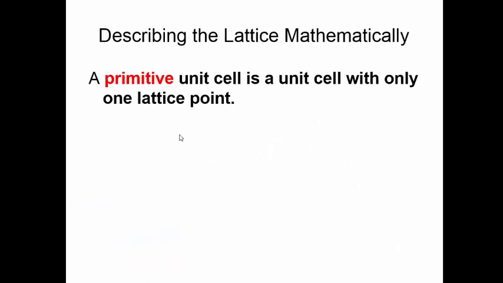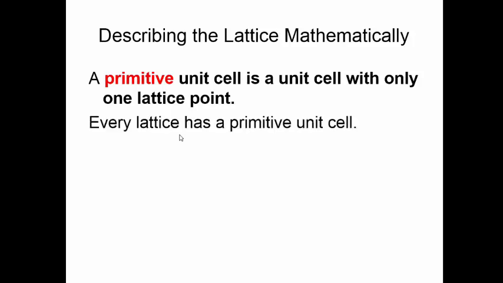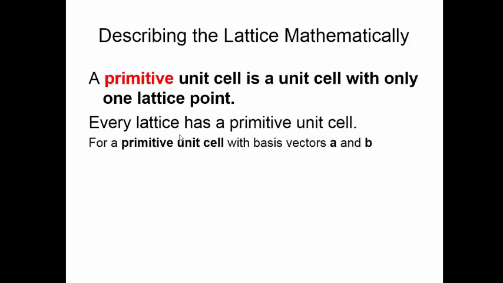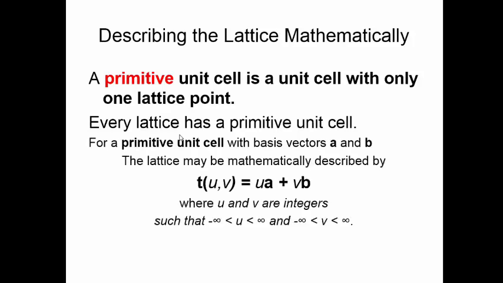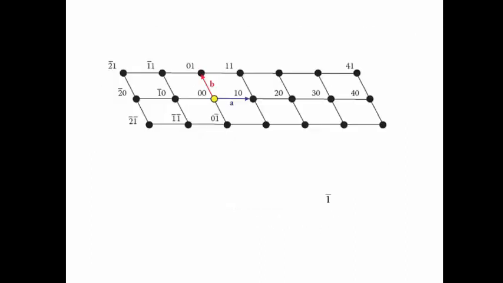Let's describe the lattice mathematically. A primitive unit cell is a unit cell with only one lattice point. Every lattice has a primitive cell. For a primitive cell with basis vectors A and B, we can write them out mathematically as the translation T is a linear combination of vectors A and B, and we can have the coefficients be integers, and those integers can go from minus infinity to plus infinity, both the u and the v. So here we have a lattice.